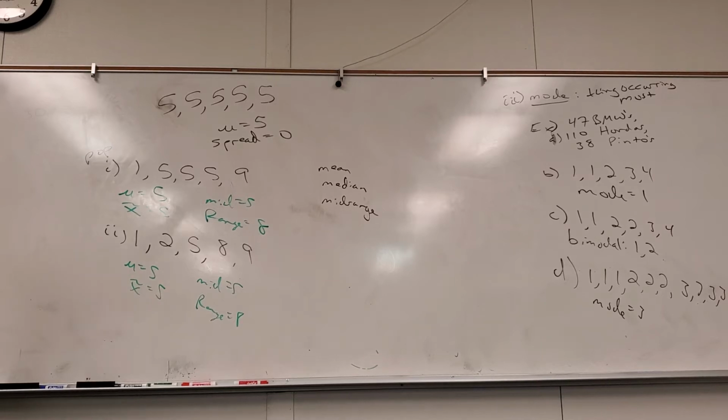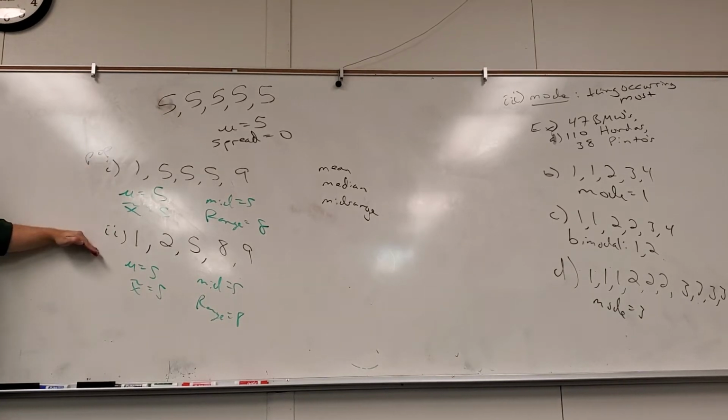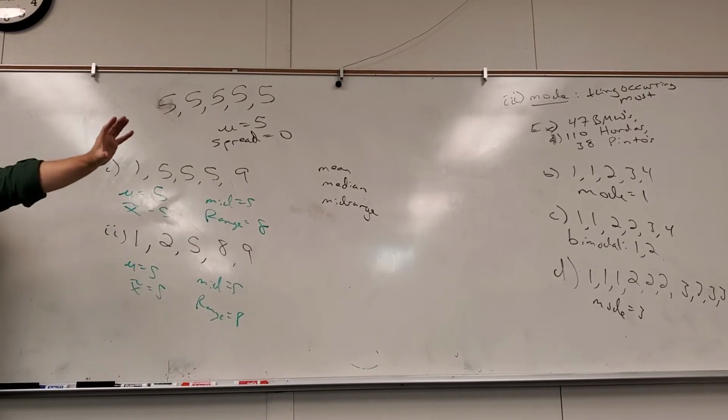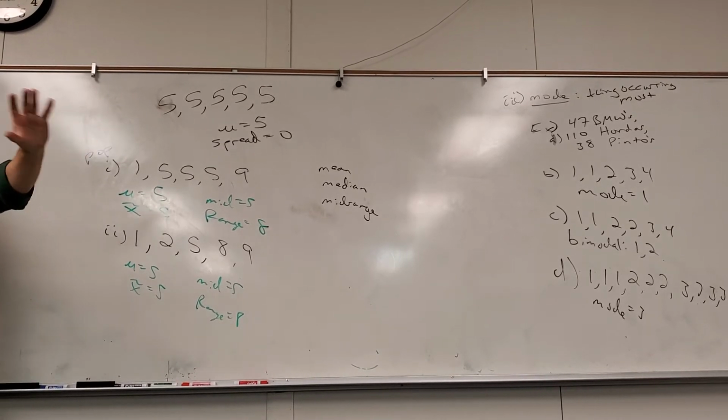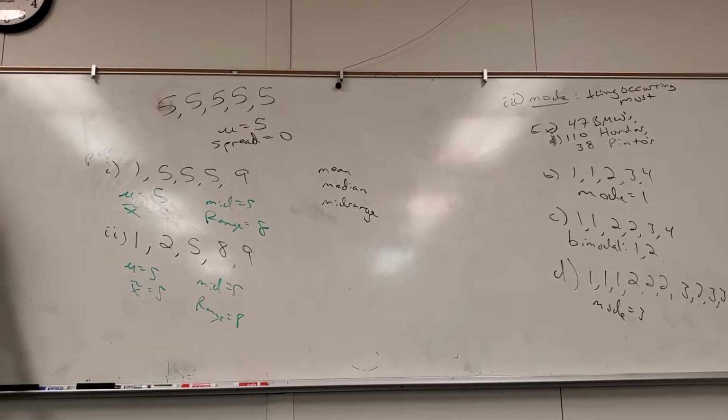The range doesn't distinguish between them. But are these the same? Are they distributed the same? No. So measure of center and range don't consider distribution. But isn't distribution really important? Didn't we just figure that out? Yeah. All right, so let's do this.